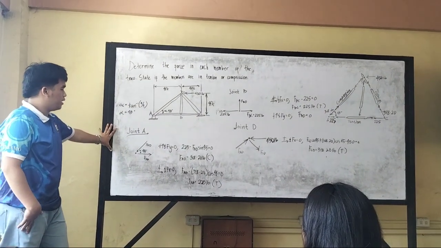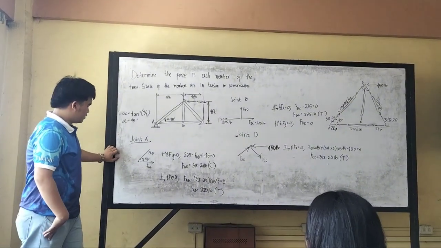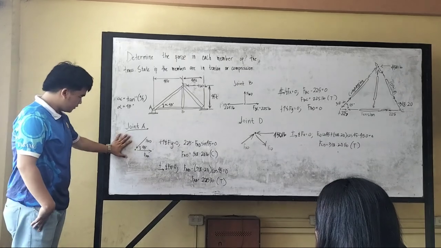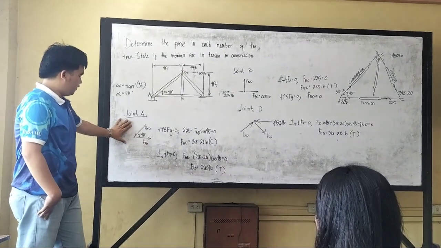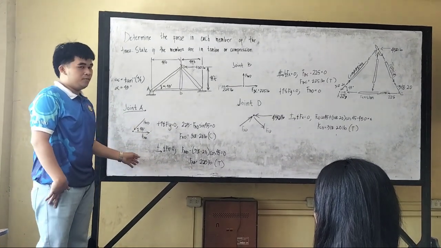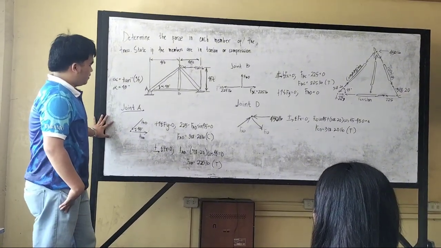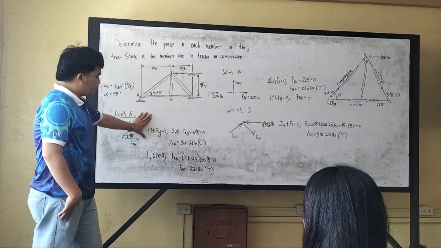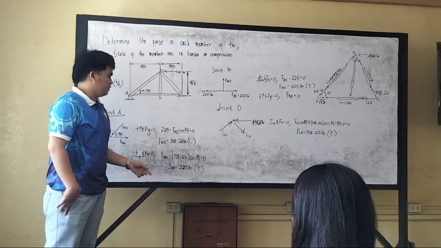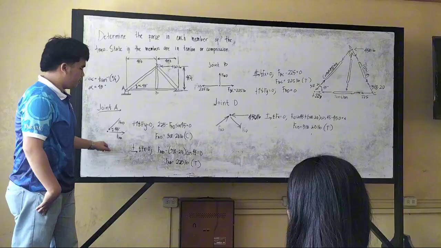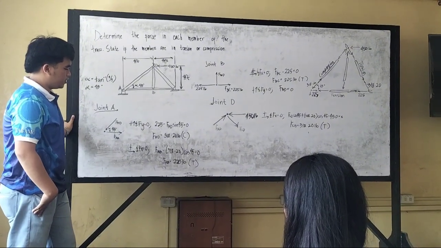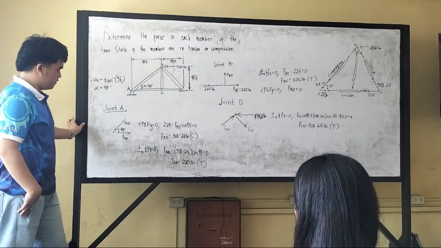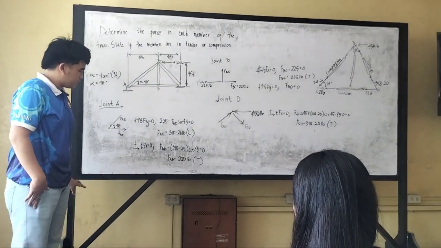So next, we're going to solve joint A. Here's our free body diagram. We have FAB and FAE. So we have to solve the summation of Fy. So we get 225 minus FAB sin 45 equals 0. So our FAE is 318.20 compression. Then next we're going to do the summation of Fx.